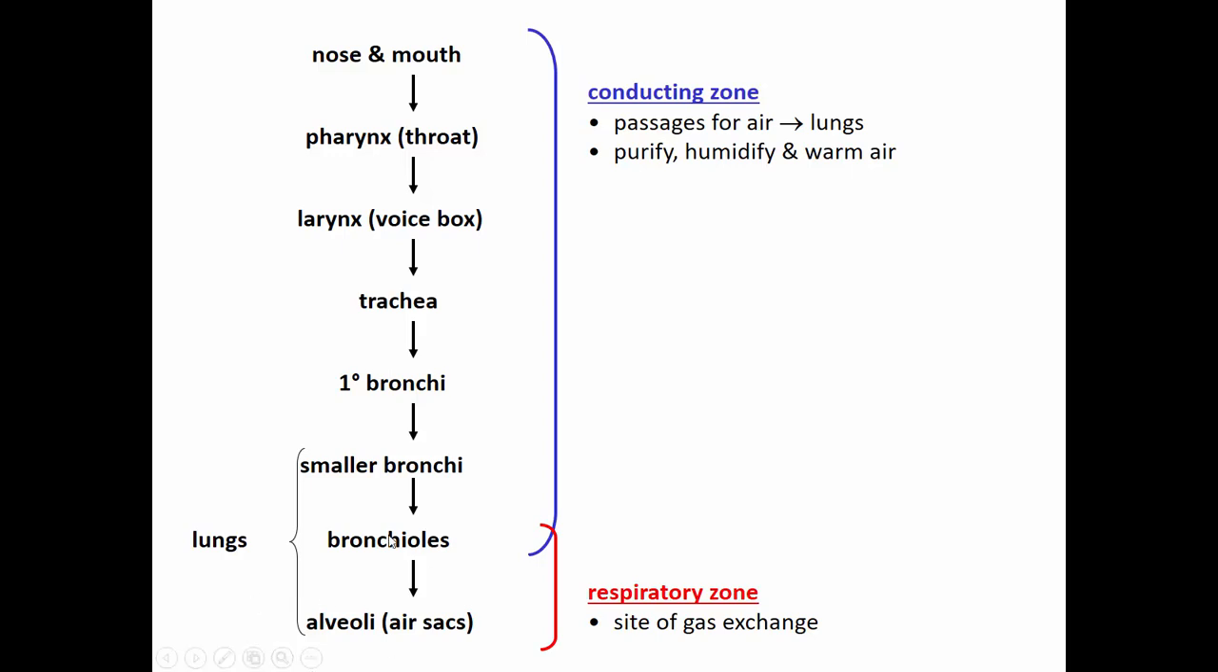When we get down to our very smallest bronchioles, tiny passageways, and all of our little alveoli, this is called the respiratory zone. And by respiratory zone, I mean that's the site of gas exchange. So that's the point where oxygen will move from the air that we've breathed in into the blood, and where the blood will discharge its carbon dioxide, and that gets breathed out, and we get rid of that from the body. So that's what we call the respiratory zone.